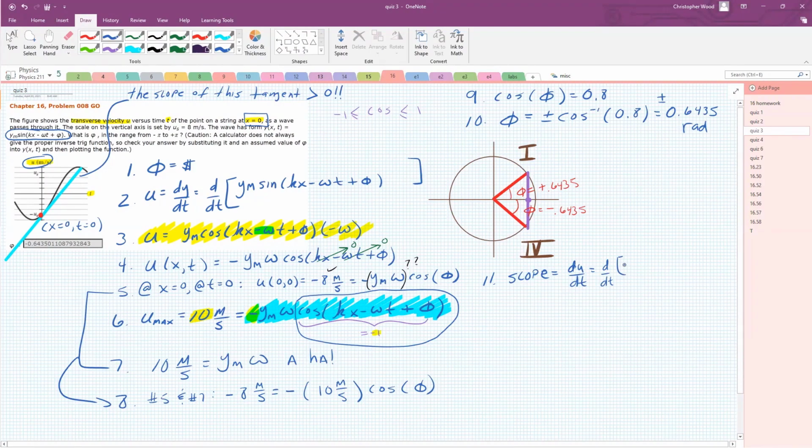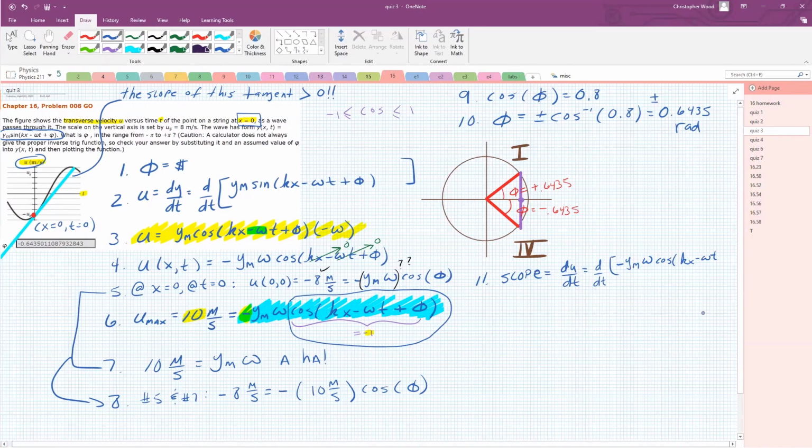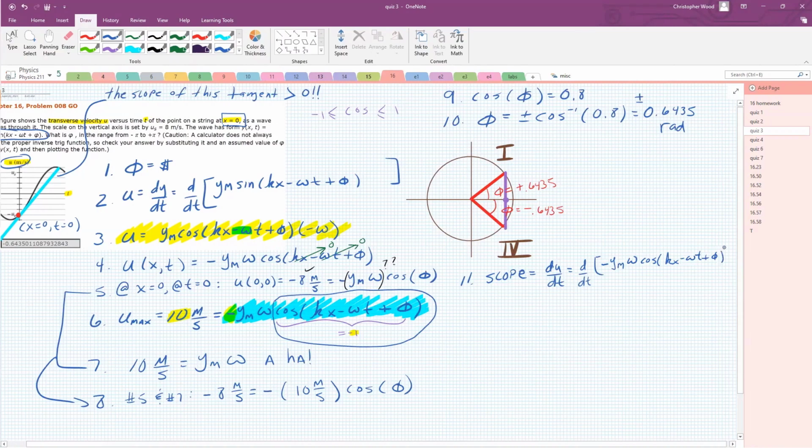So here's step 3. Step 3 is minus y_m omega cosine of kx minus omega t plus phi. Okay, so let's take the derivative.